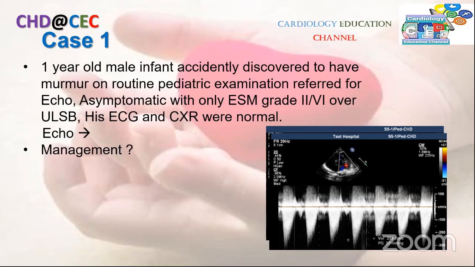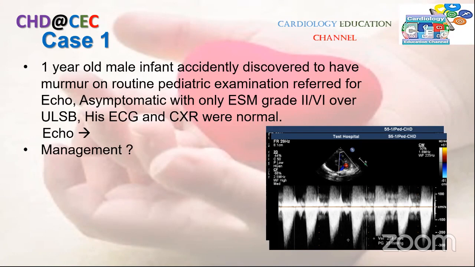We don't have any indication for intervention. The baby is completely asymptomatic. We don't have an RVH, so we don't have RV hypertrophy or RV load from the pulmonary stenosis. I think all the findings are correlating with mild valvular PS.